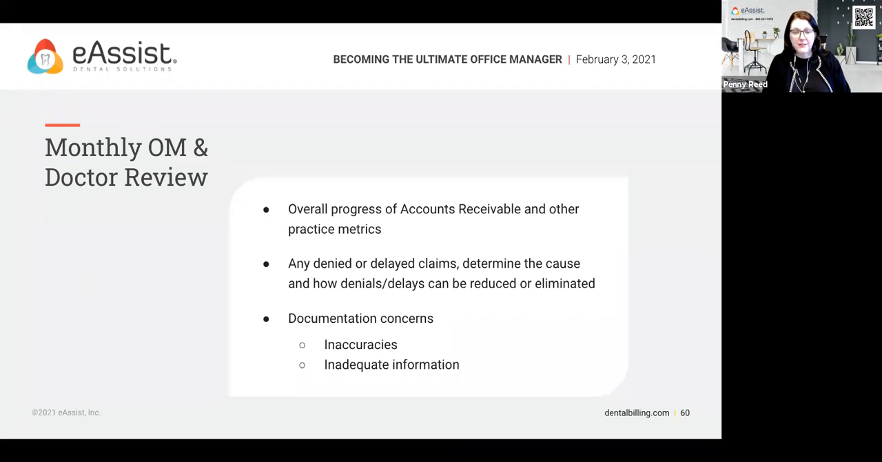And then documentation concerns, inaccuracies, inadequate information. And Dr. Shelburne, I'd love for you to chime in here at the end, just again about the importance of that documentation and just what that really means. I think you're the best person to do that.